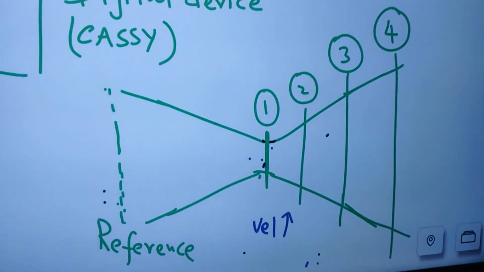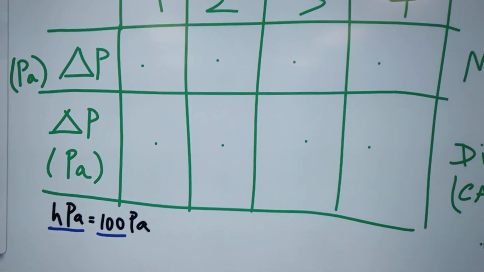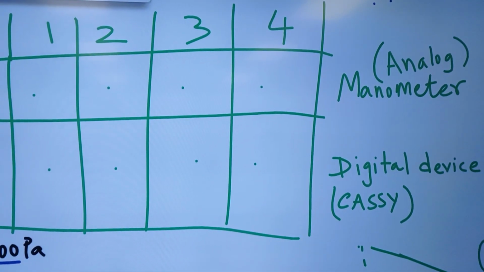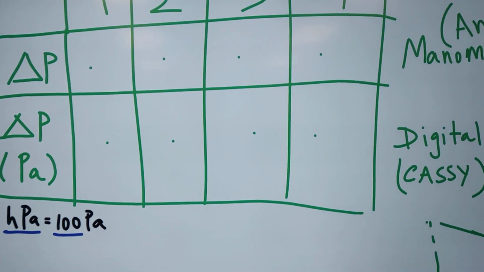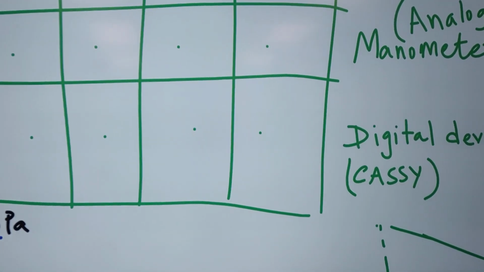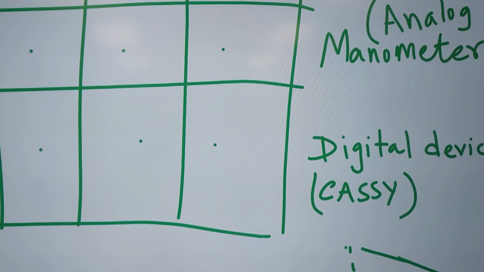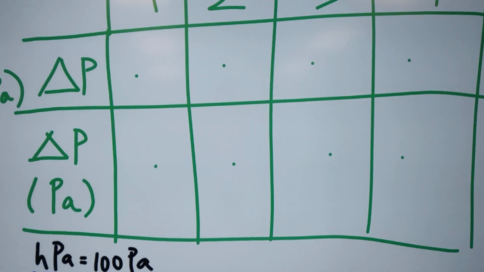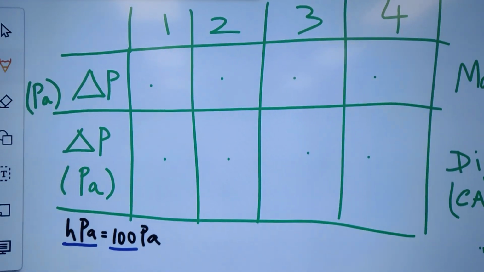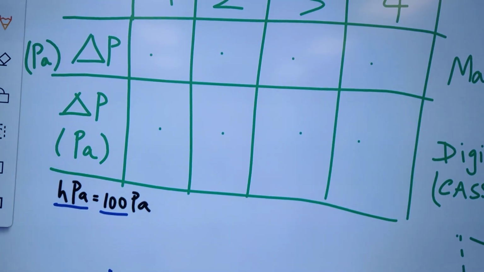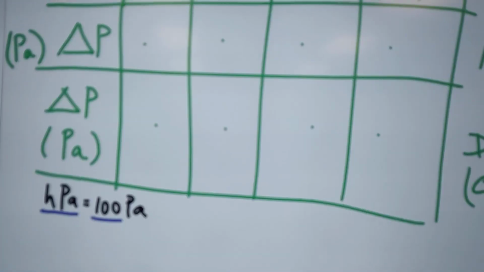So those 4 data you are going to plug in here. Once you are done with the analog device, which is called a manometer, the second time you repeat the experiment with a digital device, the name is CASI, provided by the supplier. So the same exercise, you do it 2 times and plug in this table. There is no calculation to do here given in the manual.